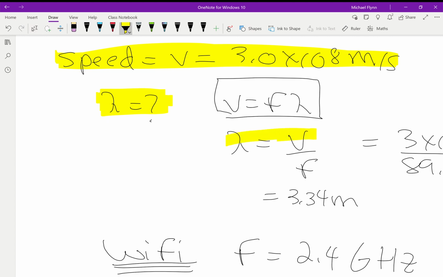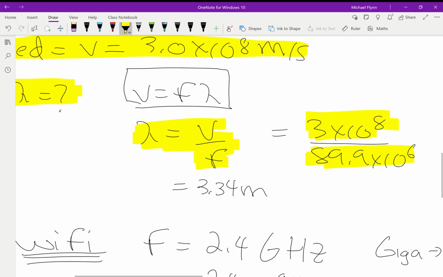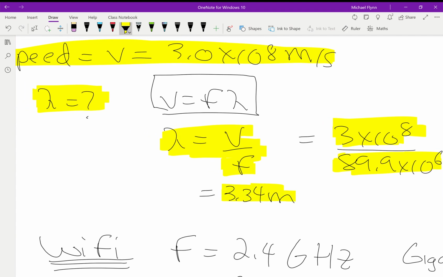So lambda will equal V over F, just solving the equation for lambda. And then I plug in the numbers, 3 times 10 to the 8 for the speed, divided by 89.9 times 10 to the 6, which is Hot 89.9's frequency. And I end up getting 3.34 meters. So how far apart are those radio waves coming from that radio station? They're actually about 3 meters apart. They're pretty long, actually. Anyway, that is radio waves.